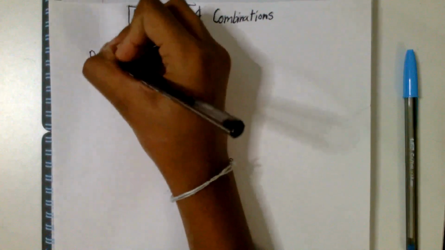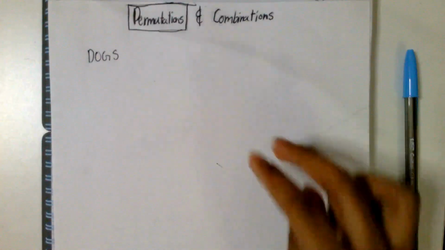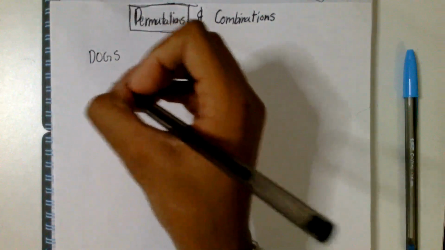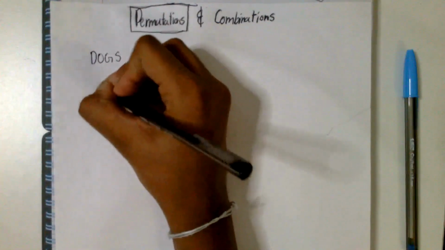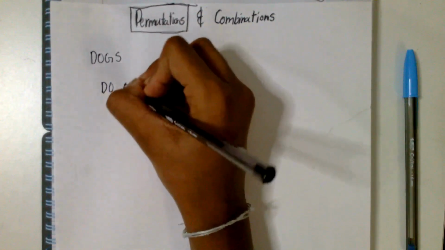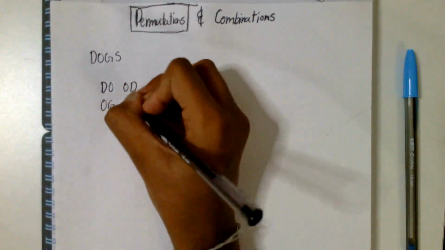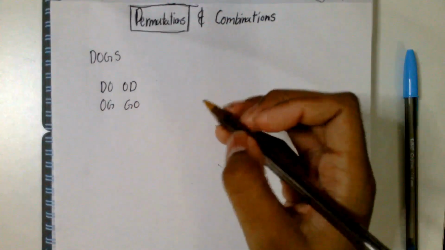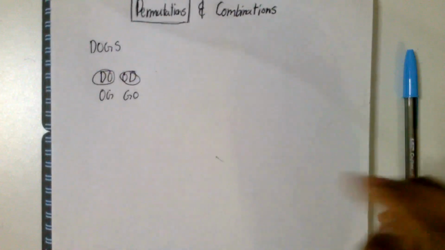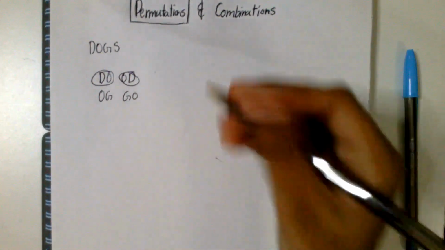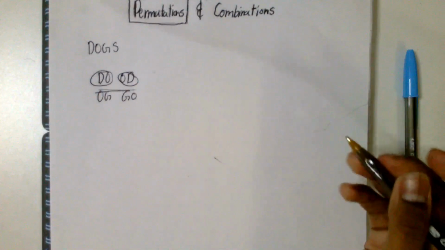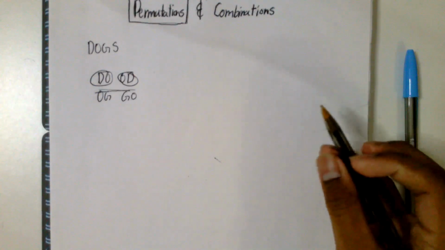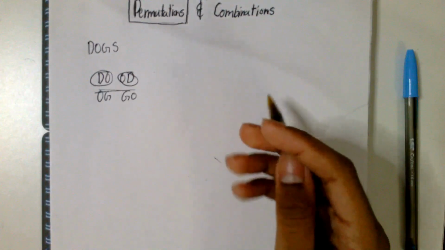So for example, take the word dogs. If we were asked to rearrange this into as many ways as possible, for permutations, let's say we had to arrange it in groups of 2 letters. We could do D-O, O-D, O-G, G-O. I'm not going to list all of them. But in permutations, this and this would count as different things. But in combinations, they are not counted as different things. Both of these are counted as one thing because in permutations, order matters, but in combinations, it doesn't. So as long as it had the same letters, it's still one combination.